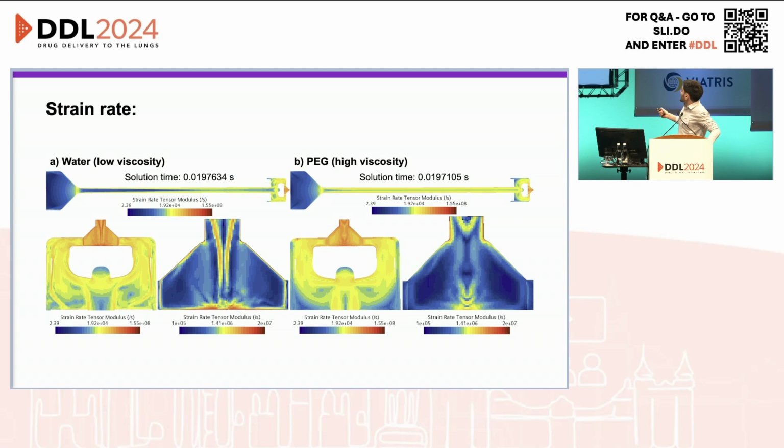Looking at it for polyethylene glycol's case, we can see that the shear rate is lower compared to water, and that's expected because of the higher viscosity. However, it's still at about 1.42 to 2 times 10 to the power of 6 reciprocal seconds. That's at least an order of magnitude over what we expected from traditional spray pumps. So we can confidently say that these formulations would spray.